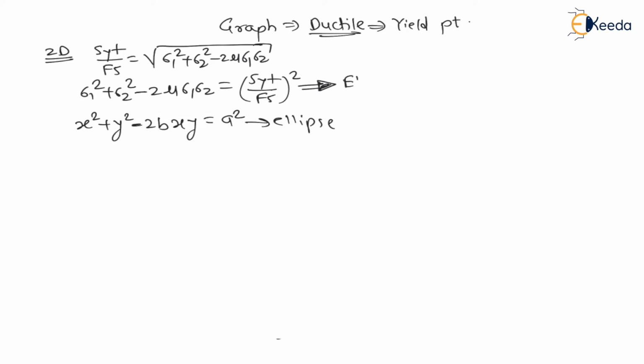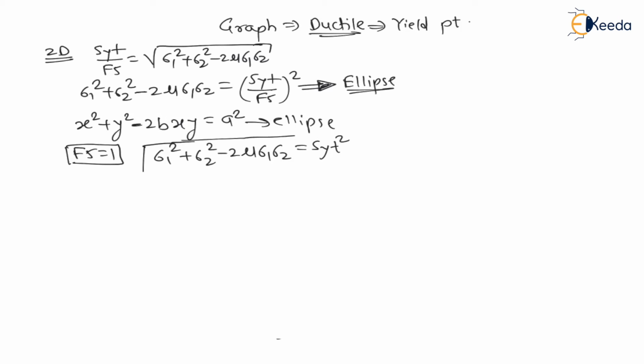The graph will come as an ellipse. This is the equation of an ellipse. Therefore, the graph will be the ellipse. Now number one, if I consider factor of safety equal to 1, then what will be the equation? Sigma 1 square plus sigma 2 square minus 2 mu sigma 1 sigma 2 is equal to SYT square. As I am considering factor of safety equal to 1, that means I am considering maximum loading.